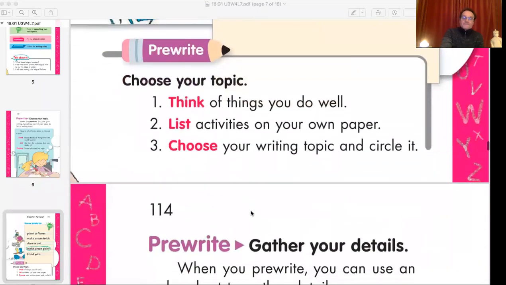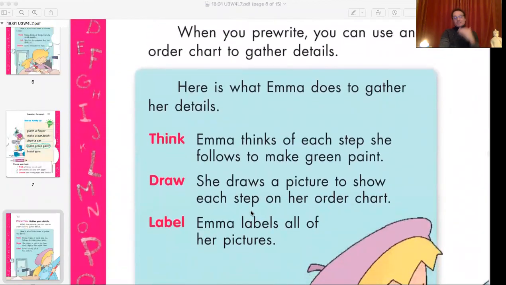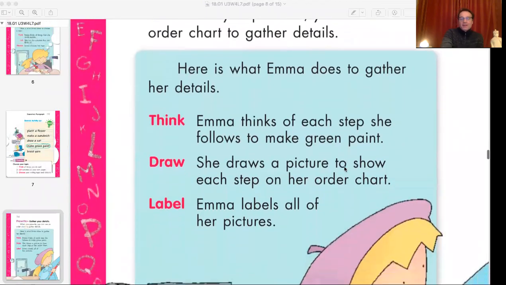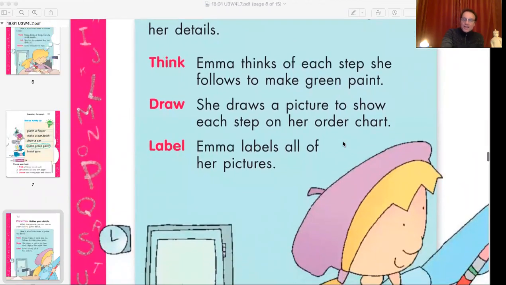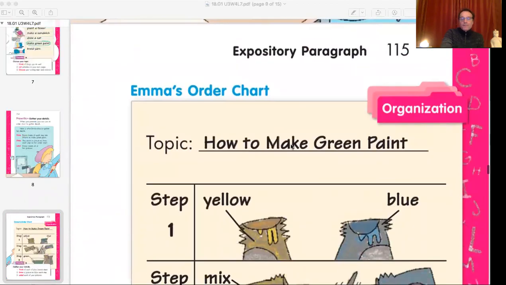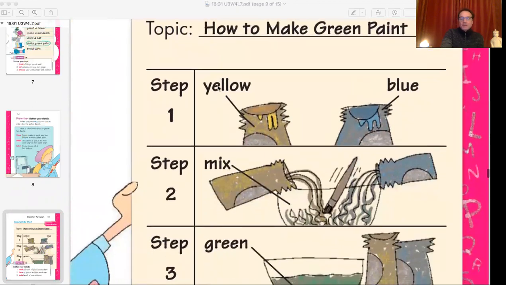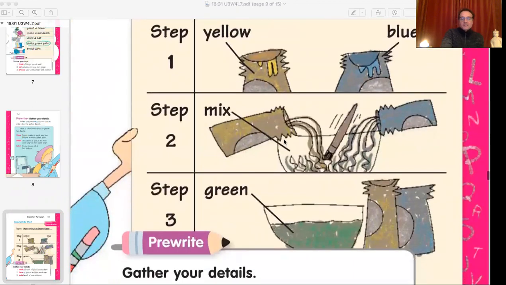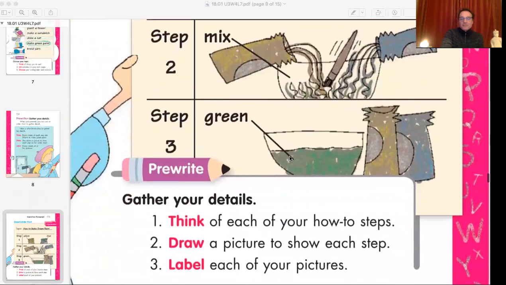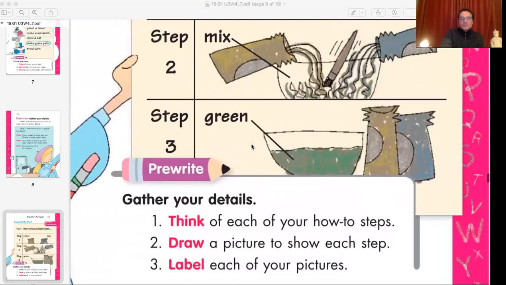And then she does what we've already done. She gets the steps, doesn't she? She thinks of each step with making green paint, and she draws a picture to show each step, and Emma labels all of her pictures. Here are her steps. How to make green paint. Step 1, get some yellow and some blue. Step 2, mix them. Step 3, you get green paint. So she drew a picture of each step, and now she labels the pictures.